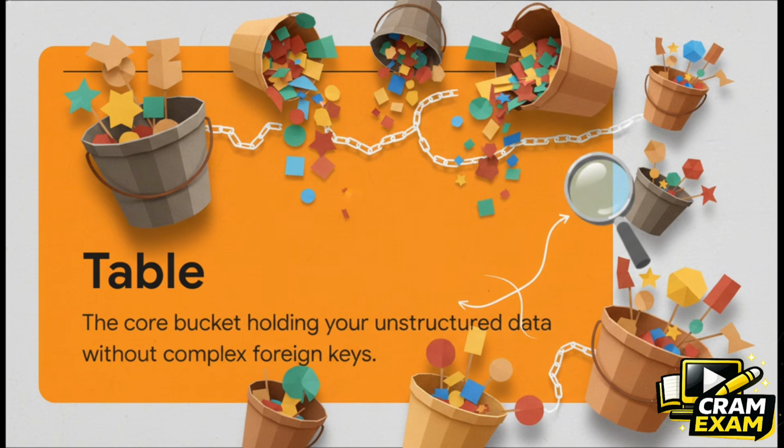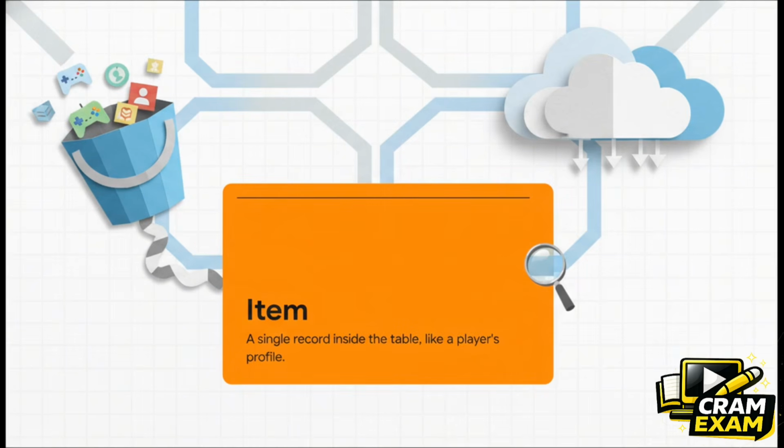But to really grasp this, we need to completely shift our mental model. You don't have traditional tables connected by complex foreign keys here. Instead, you just have three simple things: tables, items, and attributes. Think of a table simply as a bucket. It's the core container that holds all your unstructured data. Inside that bucket, you have items. An item is basically just a single record.